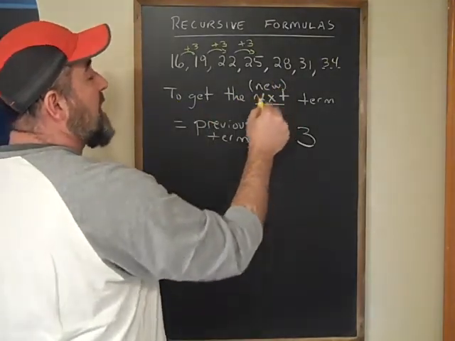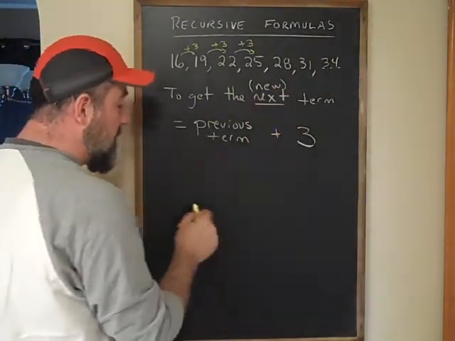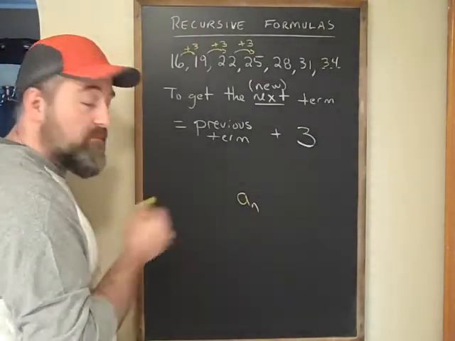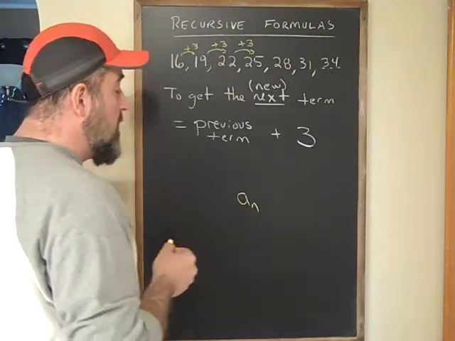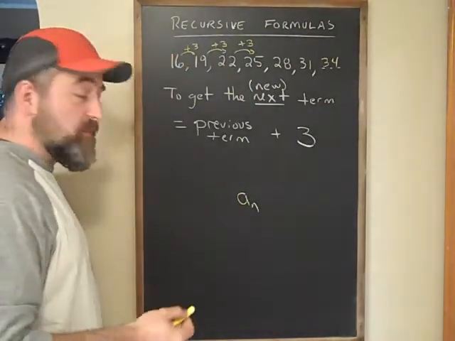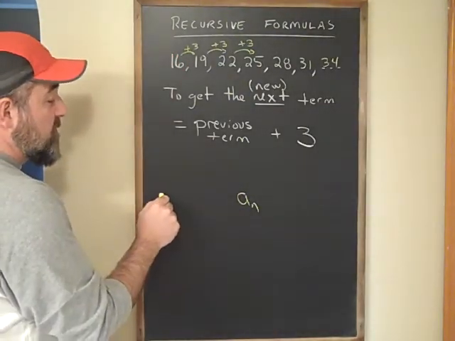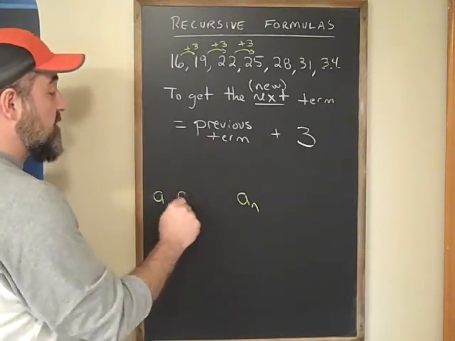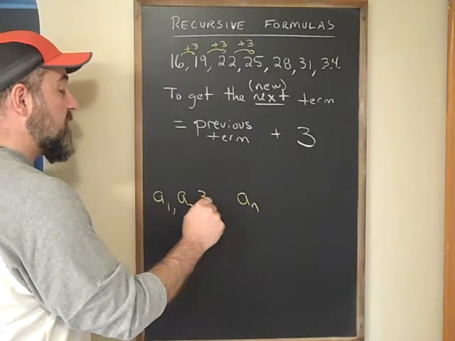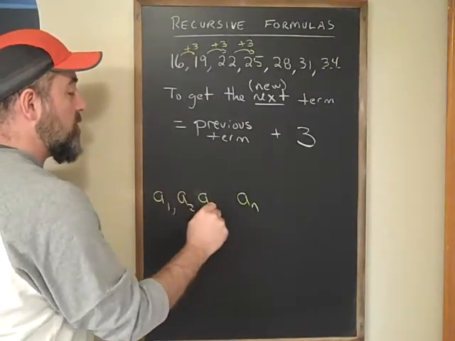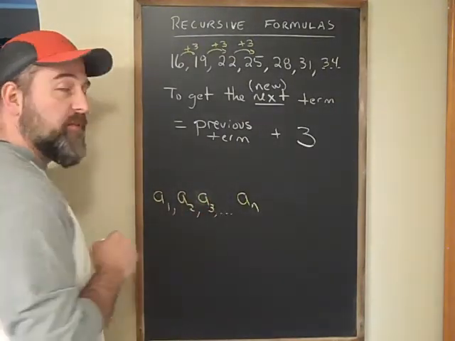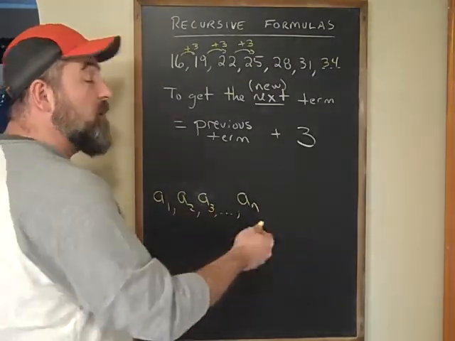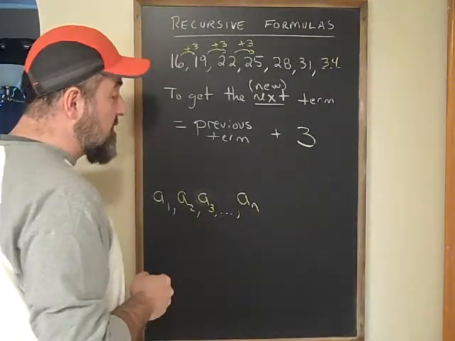We know how to say any term in a sequence. Any term in a sequence would be a sub n, right? That would be the any term. We also know how to say the first term in a sequence. The first term would be a sub 1. We know how to say the second term. The second term would be a sub 2. We know how to say the third term. The third term would be a sub 3, etc. We could count first, second, third up to the any term and say a sub n.